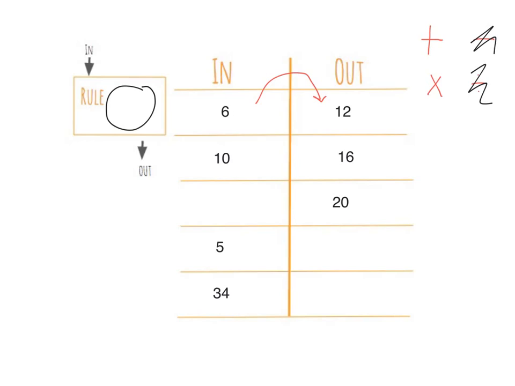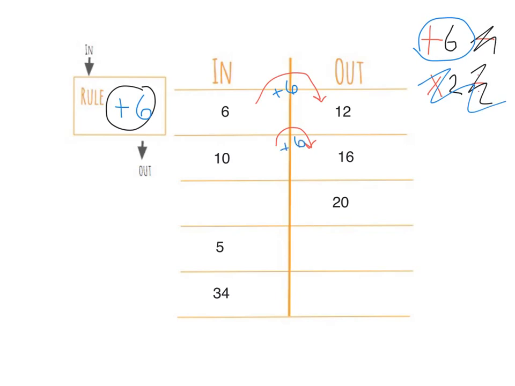So let's look at this. 6 to 12. I could add, it could be +6. I could also multiply, it could be times 2. So I'm going to look at my next in and out. 10 to 16. Can I get there with +6? Yeah, 10 + 6 is 16. Can I get there with multiplying by 2? No, that wouldn't work. So I know my rule is going to be adding 6. So 6 + 6 is 12. 10 + 6 is 16.